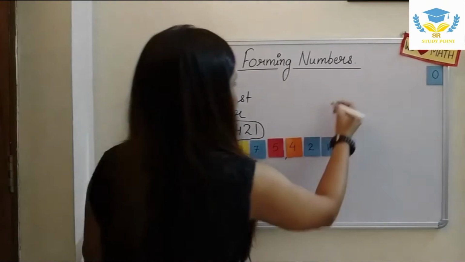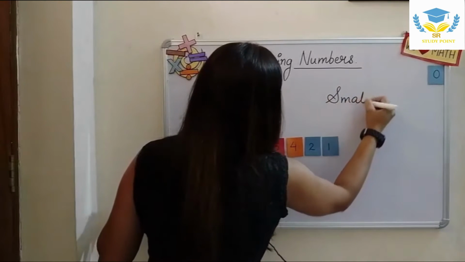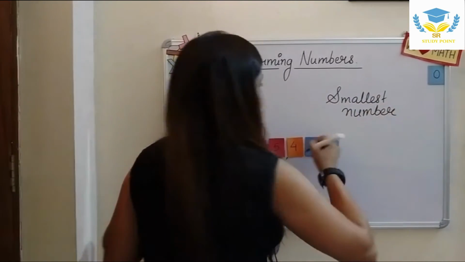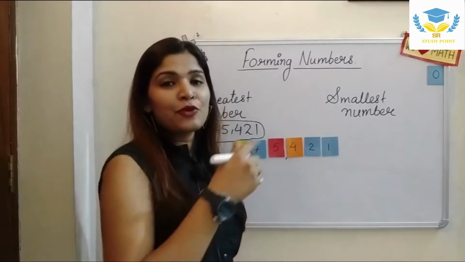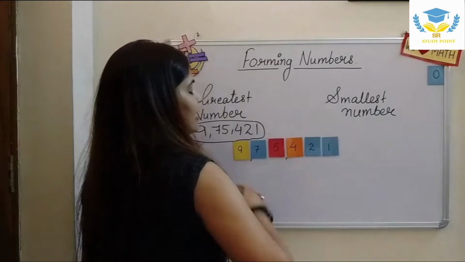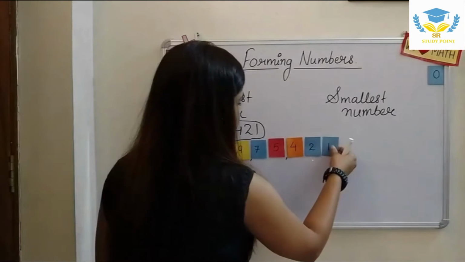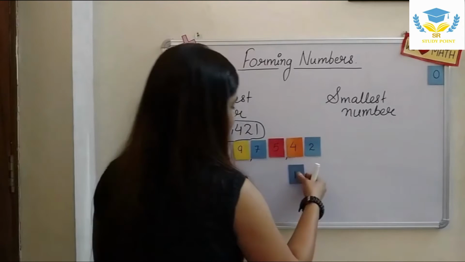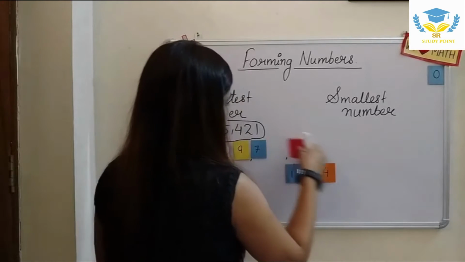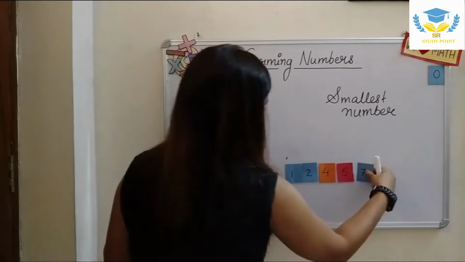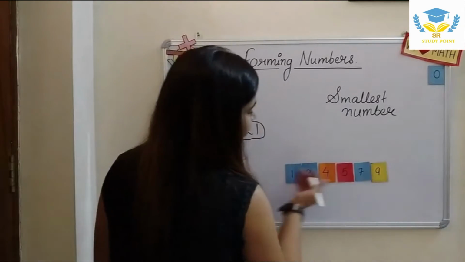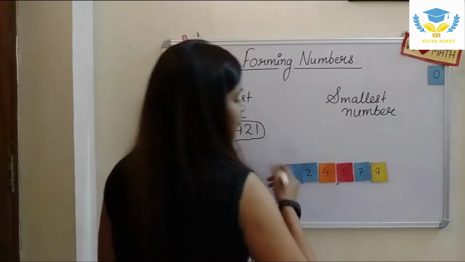Now let us check what will be the smallest number then. Any guesses? Yes, we have to use the ascending order over here. So we need to arrange these digits in their ascending order. So the number 1, we need to just reverse all these numbers. 1, 2, 4, 5, 7 and 9.